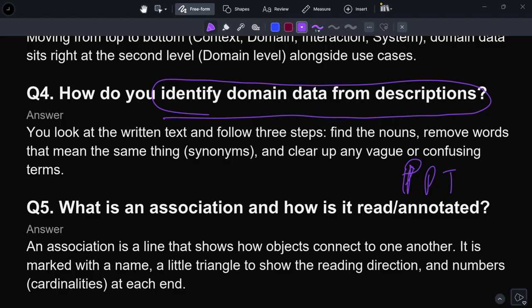Just like I said, secret code is too vague, so you rename it as a PIN. You don't keep it. Your clean domain data list then becomes customer, debit card, and bank account. These are the exact boxes you will now draw in your final UML class diagram.